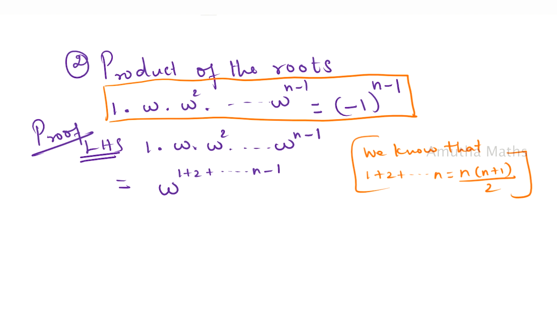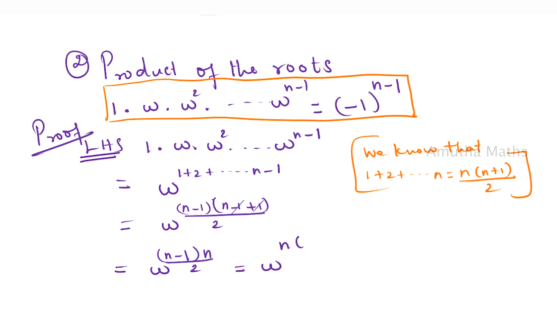So this is equal to omega power, if you add this, here how many terms are there? n minus 1 terms are there. So n minus 1 into n minus 1 plus 1 divided by 2. Okay. So what will you get? Omega power n minus 1, so here plus 1 and minus 1 gets cancelled and I will be left with n, divided by 2. So that is equal to omega power n into n minus 1 divided by 2.